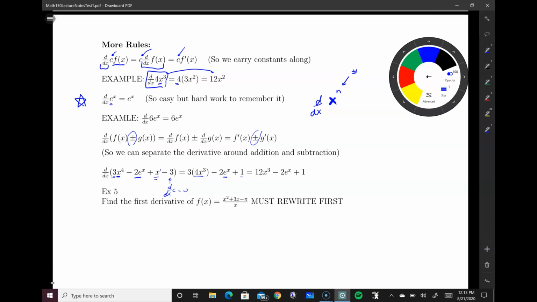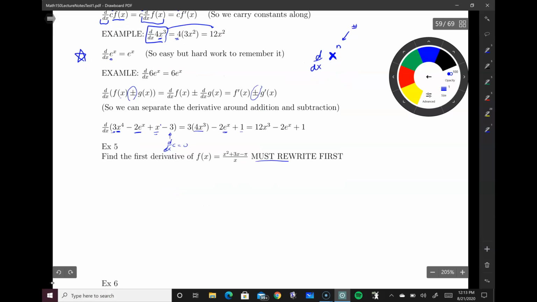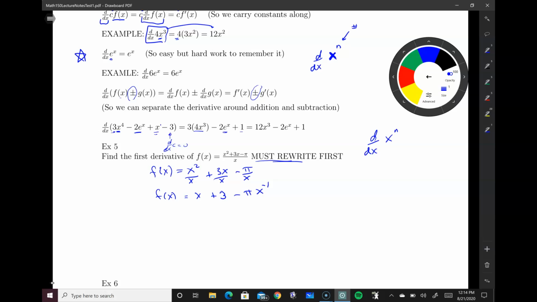So there's our derivative. All right, so I must rewrite this because I have to have the derivative of x to a power in order to take the derivative. So I've got to rewrite this first. I don't have a rule for division. So I'm going to say this is x squared over x plus 3x over x minus pi over x. Just going to go really slow here. So the function is x plus 3 minus pi x to the negative 1. I'm just going to write it like this so that I'm ready to take the derivative in the next step. So I'm writing this one as the exponent that it is.